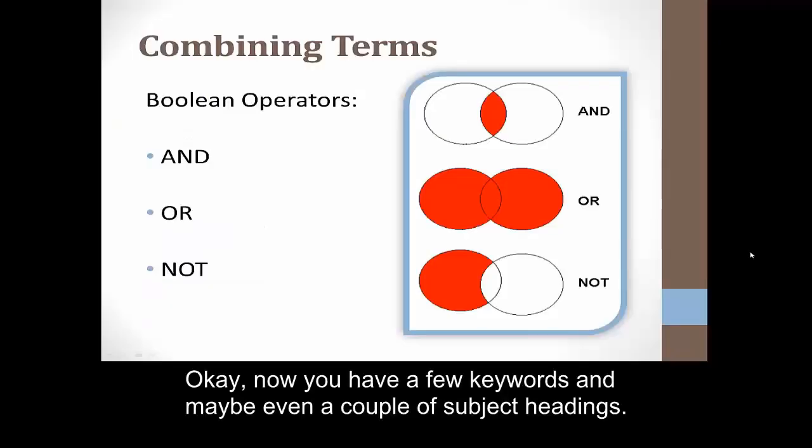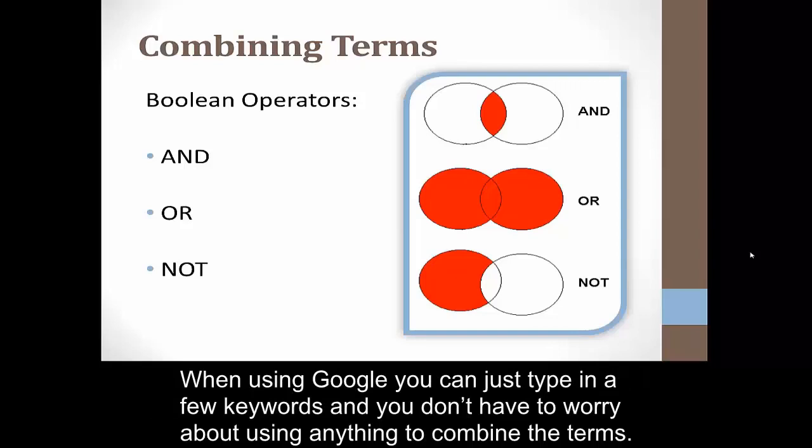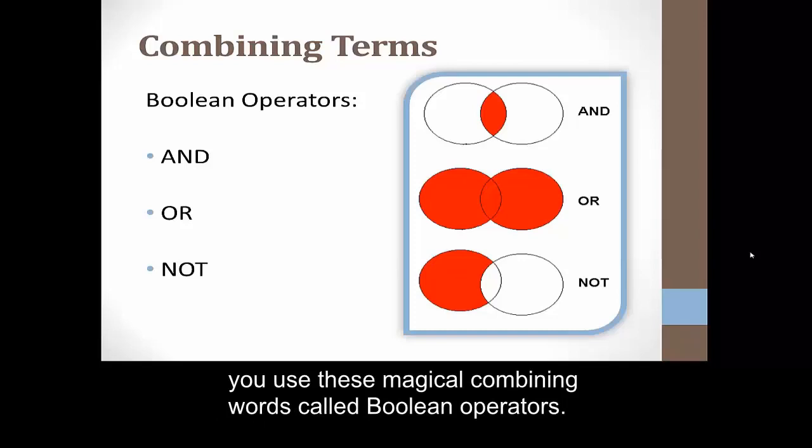Okay, now you have a few keywords and maybe even a couple of subject headings. Generally, you're going to have to combine these in some way to actually perform your search. When using Google, you can just type in a few keywords and you don't have to worry about using anything to combine the terms. You can do this with databases too, but your search will be even better if you use these magical combining words called Boolean operators.